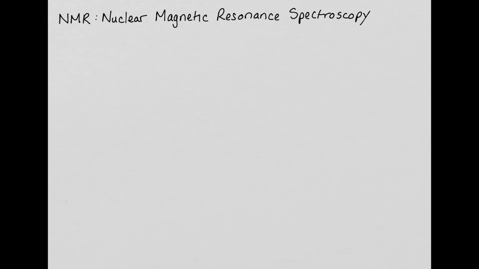In this video, I'm going to discuss the theory of NMR, or nuclear magnetic resonance spectroscopy. NMR is incredibly useful to organic chemists because it allows us to learn about the structure of organic molecules. Specifically, it can tell us a lot about the different functional groups present in a given molecule.